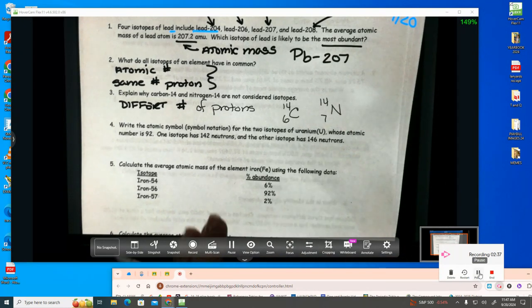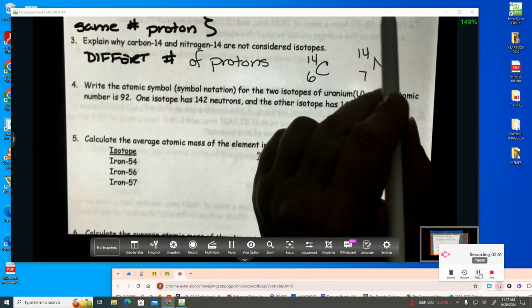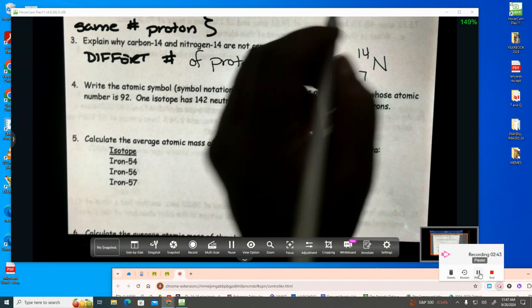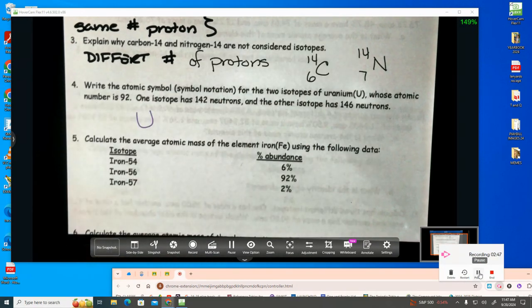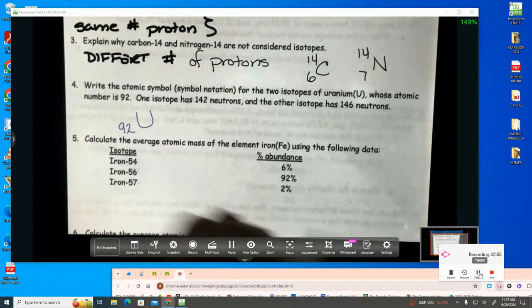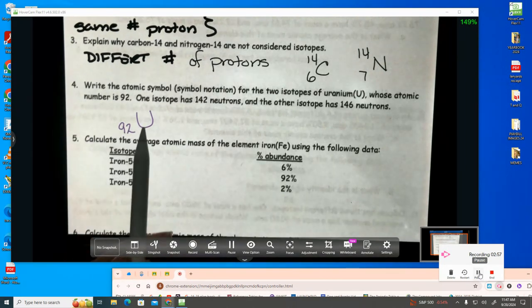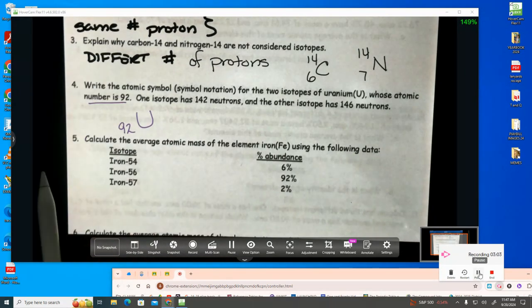All right, write the atomic symbol for uranium. I'm gonna do it in purple because why not? Okay, uranium symbol is U, right, Olivia? How many protons does uranium have? 92. I like it. Okay, so right now I've got uranium with 92 protons. Its atomic number is 92.